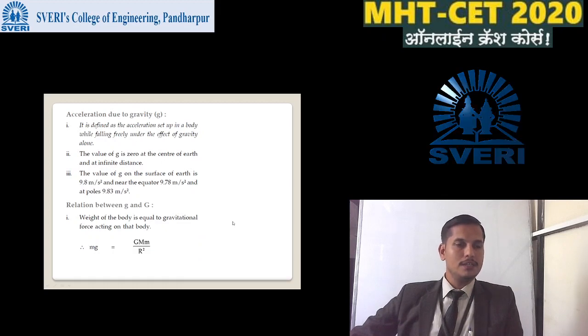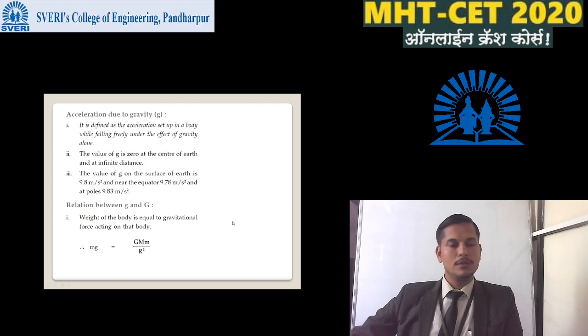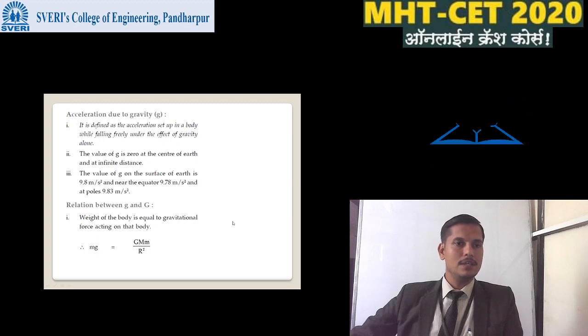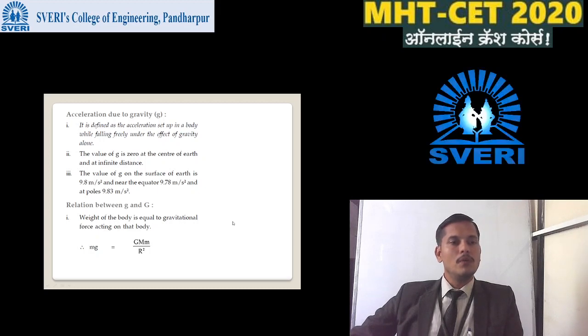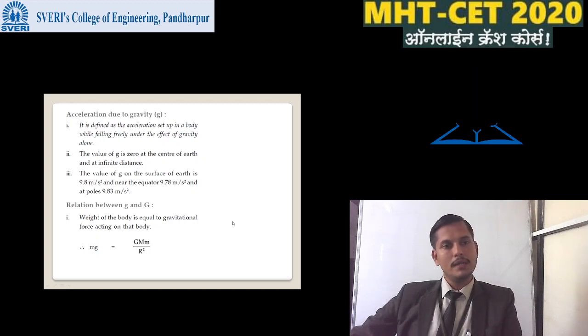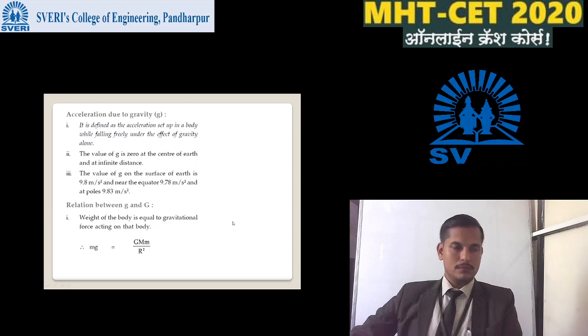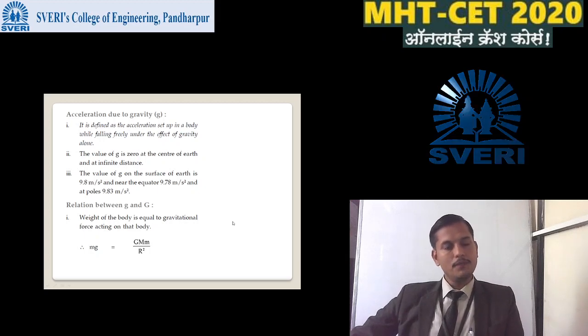Next point is acceleration due to gravity. So let us check these points one by one. It is defined as the acceleration set up in a body while falling freely under the effect of gravity alone, which is called acceleration due to gravity. The value of g is 0 at the center of Earth and at infinite distance.